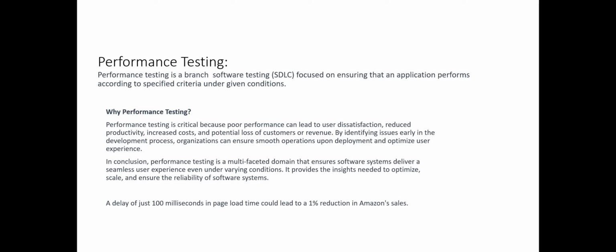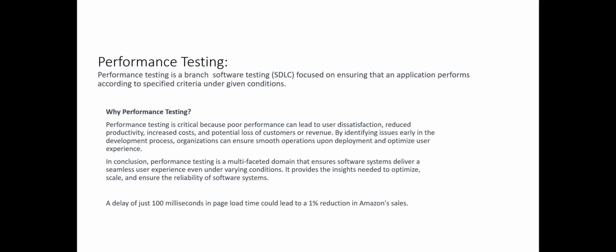Also, I would like to give you an example. In the past, there was a case study published by Amazon where they said a delay of 100 milliseconds in the page load time resulted in a 1% reduction in the overall Amazon sales. And this 1% reduction in the Amazon sales resulted in millions of revenue loss. It's a very big revenue loss for Amazon.